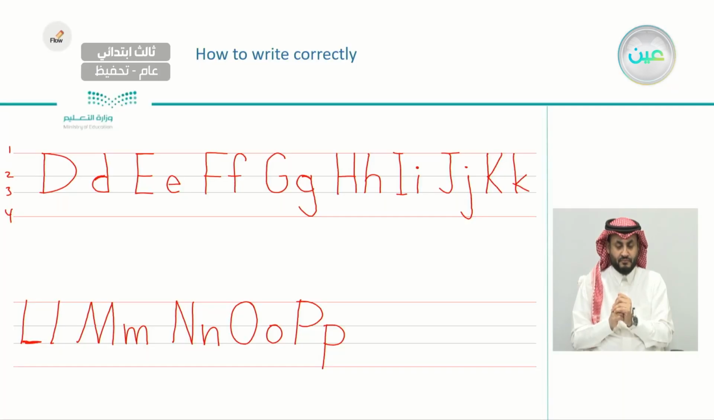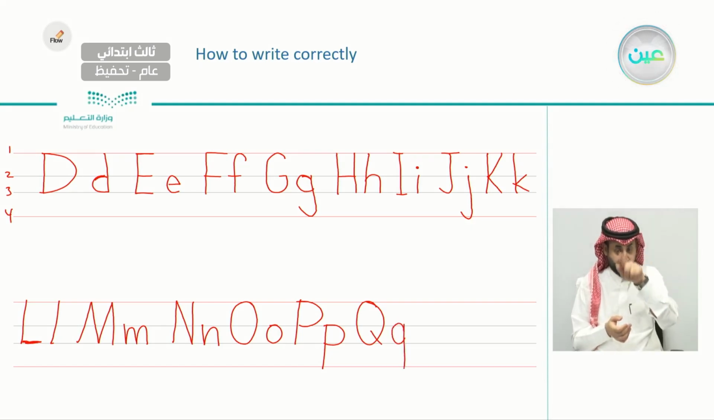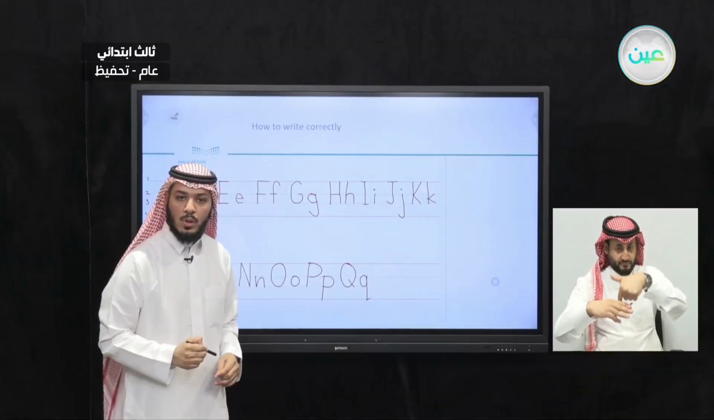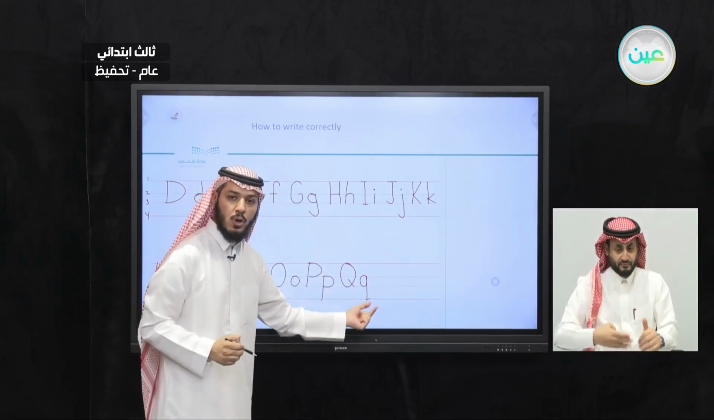Okay, so O, P, Q. Okay, this is the last one we'll take today. It is like O, and we have a small line like this. What about the small one? It is like this. This is the Q in capital and small form.